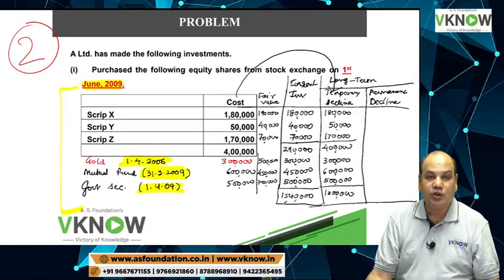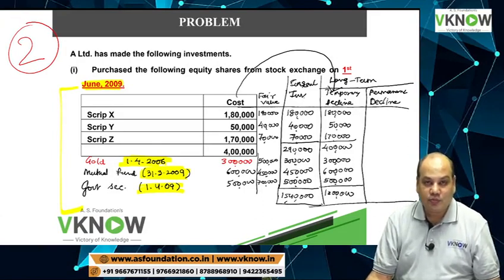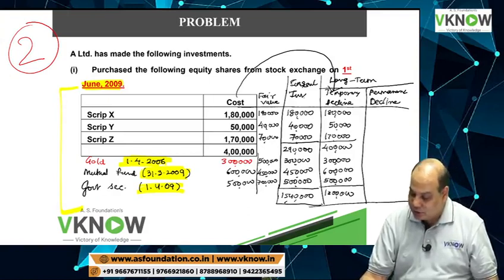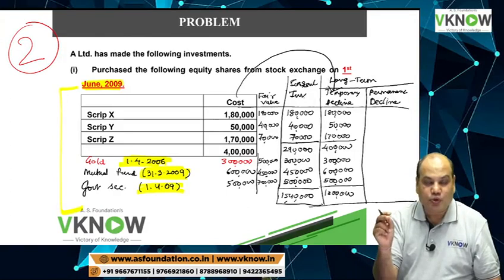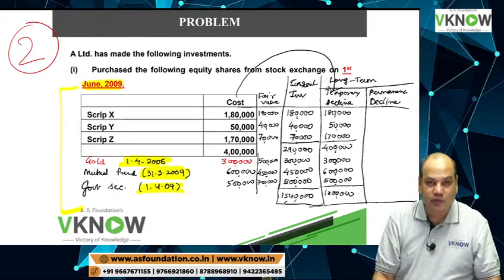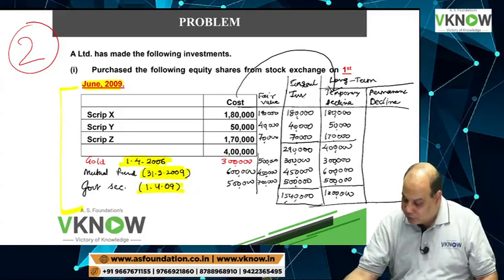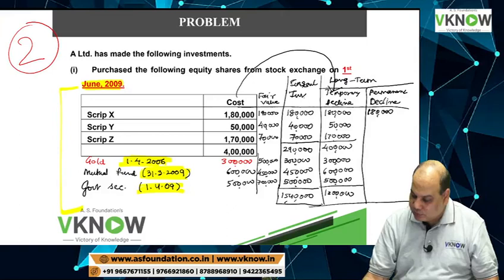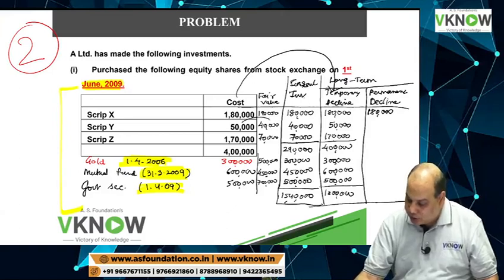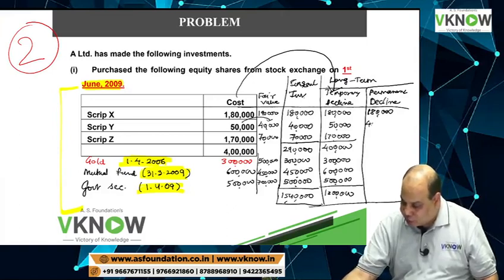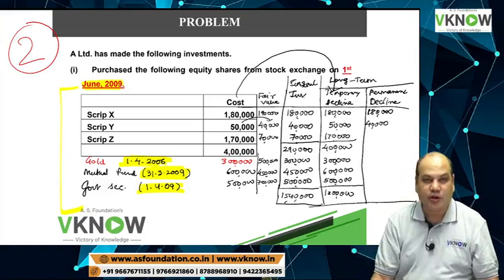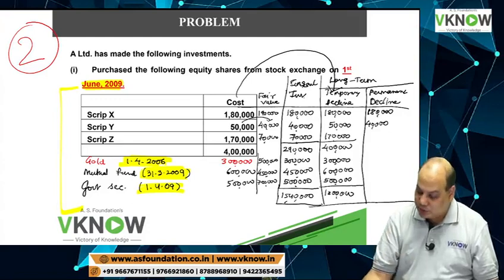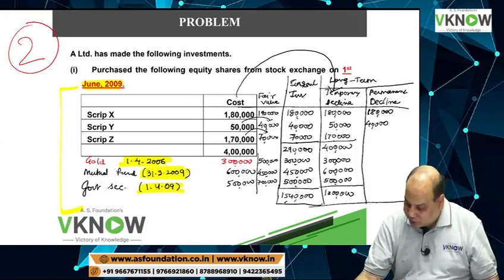But if we assume that the decline is permanent, then we have to make provision for decline in the value of investment. Script X will be at cost only, 1,80,000. But in script Y there is a decline, and we are assuming this decline is not temporary. So we will have to make a provision for decline of 10,000 rupees. And similarly script Z.